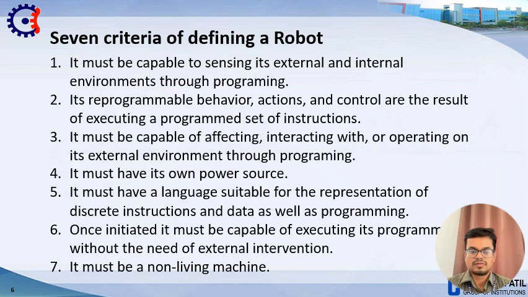Sixth point is that once initiated, it must be capable of executing its program without the need of external intervention. So once the programmer programs the instructions and gives them to the robot, it must perform certain actions in that environment without any human intervention. So it can be autonomous. And lastly, it must be a non-living machine. So these are the 7 criteria that a robot must fulfill to be called a robot.